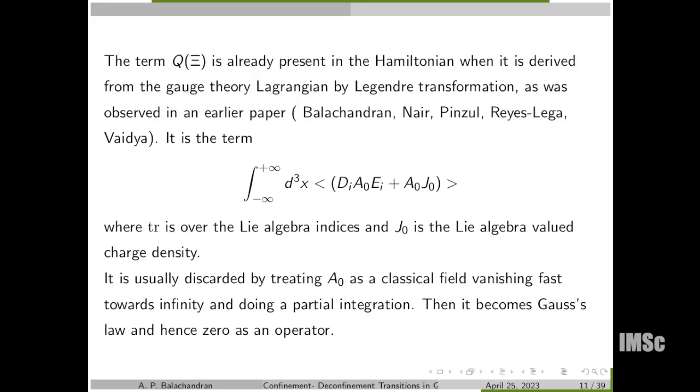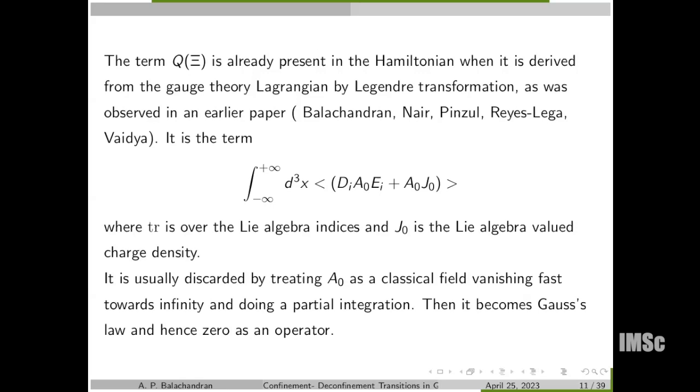And if I choose it to be my choice, which is what I am doing, you get a case where A0 does not vanish at infinity, and you will generate the terms I am talking about. And this term is already there. If you do a Legendre transformation from the Lagrangian, this term is already there in the Hamiltonian. What I have added is not new, it's already there. So this is the point I want to make. In some sense, what I am saying is not revolutionary, it's just there.